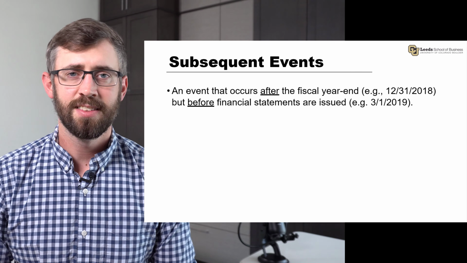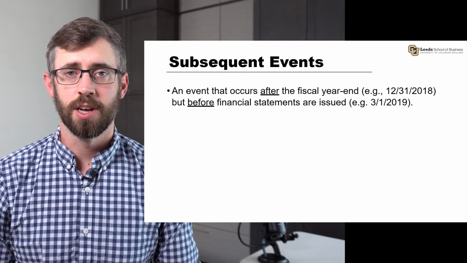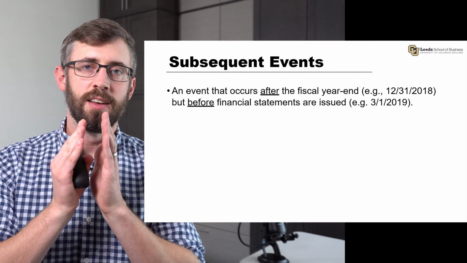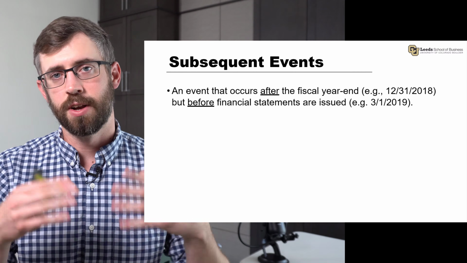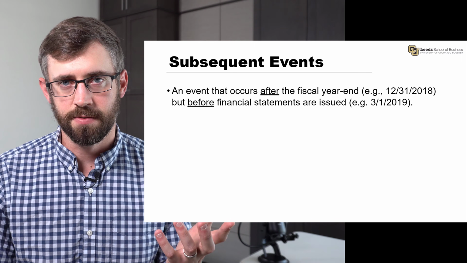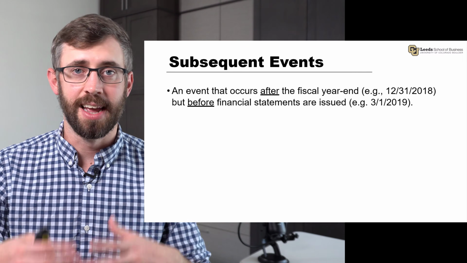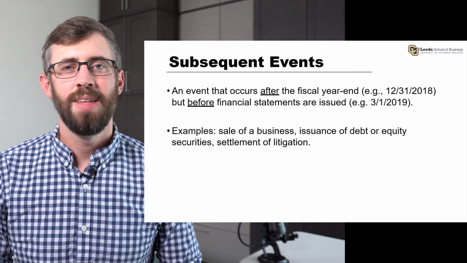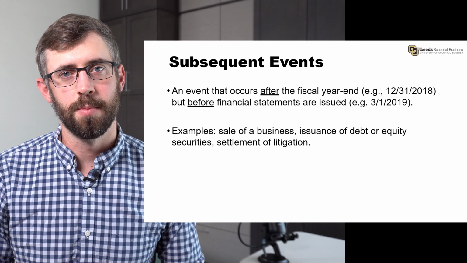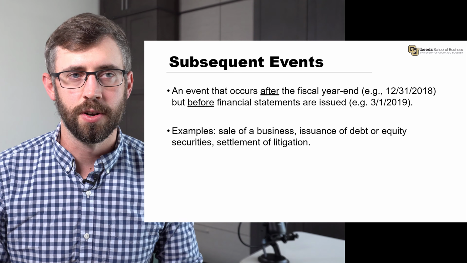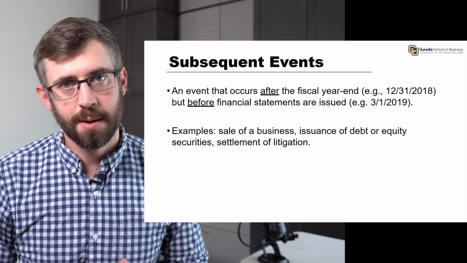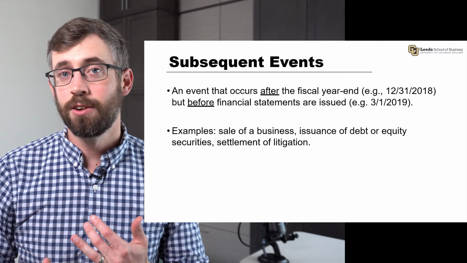Okay, so the last topic we're going to cover, kind of briefly here, is subsequent events. So sometimes what happens is the fiscal year end will come to a close, say that's December 31st, but it takes a while to prepare and issue the financial statements. Could take 1 month, 2 months, 3 months, anything like that. And things can happen in those 1 to 3 months, such as the sale of a component of the business. They could issue debt or equity. There could be a fire that burns down a factory. They could settle litigation, right?